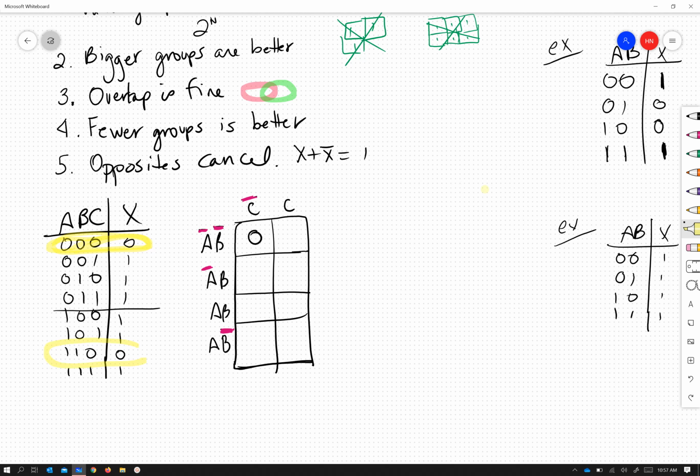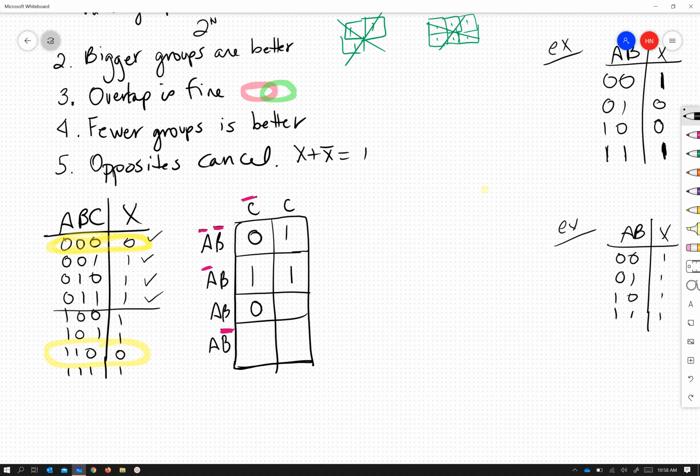That one right here is where A and B are both 1, which is this row, and C is a 0, which is this column right here on the left. So that's a 0. Wait, I put it in the wrong place, right there. And then the rest are 1s. So that one's a 1, this third one is also a 1, and the next one is also a 1.